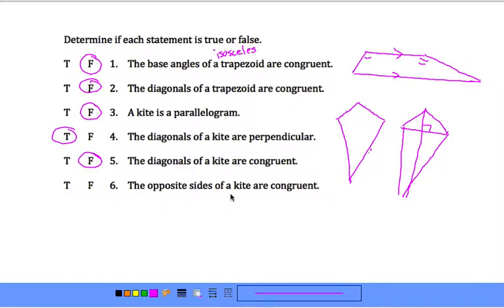And then the opposite sides of a kite are congruent. Again, in my very rough sketch you can see that this short side is definitely not the same length as its opposite side, which is much longer. So that would also be false.